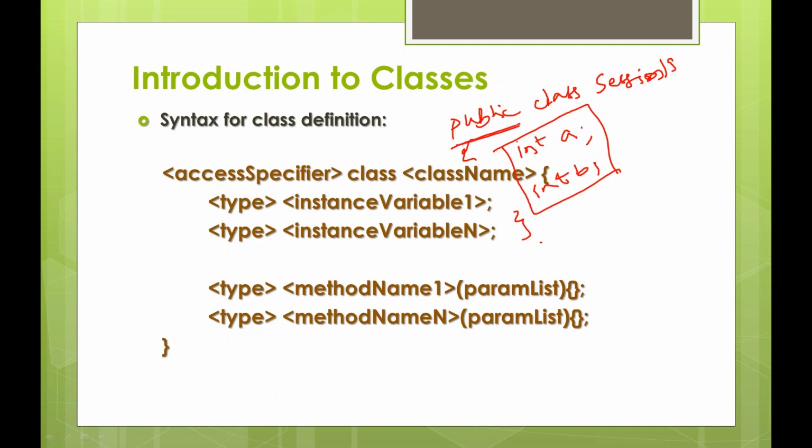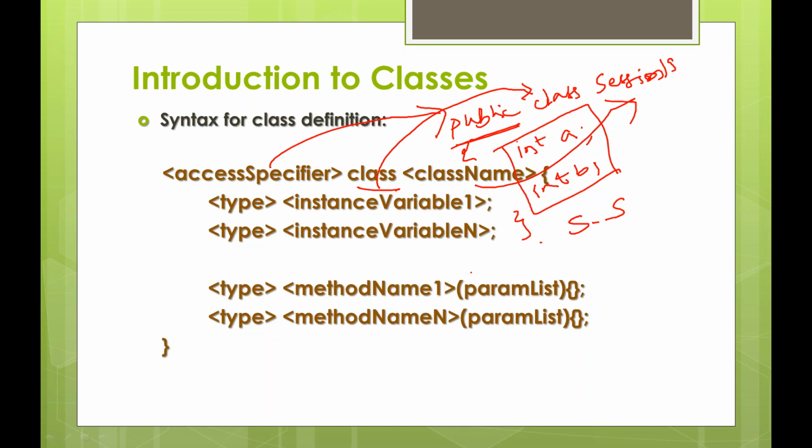Public is our access specifier, class is a keyword, and this is our class name, Session19. Class names, as we know, should always start with uppercase letters, and then you can have lowercase letters, and if a second word comes, it will always start with uppercase.